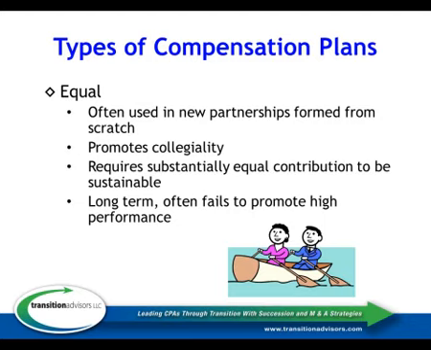So for a while, equal compensation works. Now, I've actually worked with firms that have been around for a long time that still use equal compensation, and oftentimes the reason why we're talking about it is because they're no longer interested in continuing that approach.